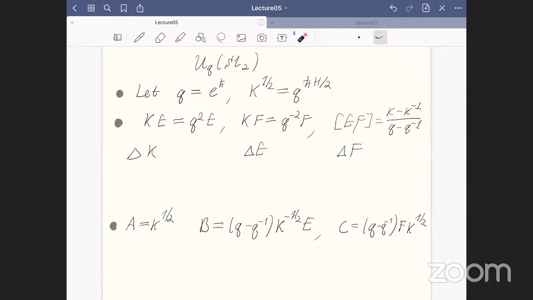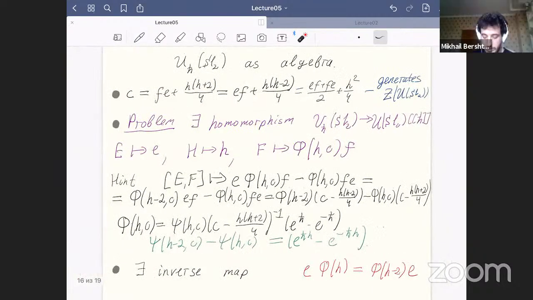Can you repeat, please, what was the role of Casimir elements on the previous slide? The Casimir element is used in this formula here. Actually, it will look like it appears in the denominator, but no, it's not.